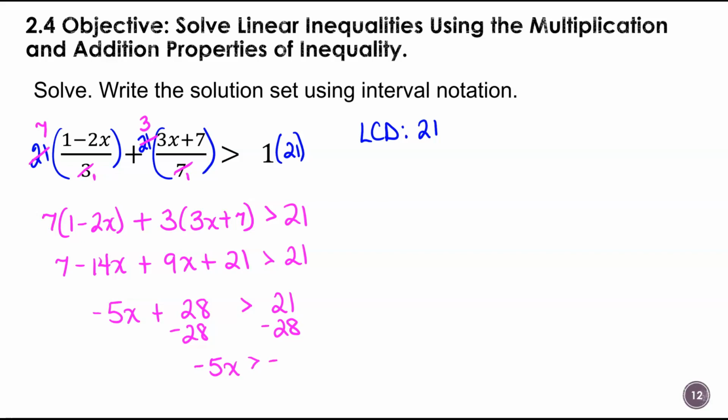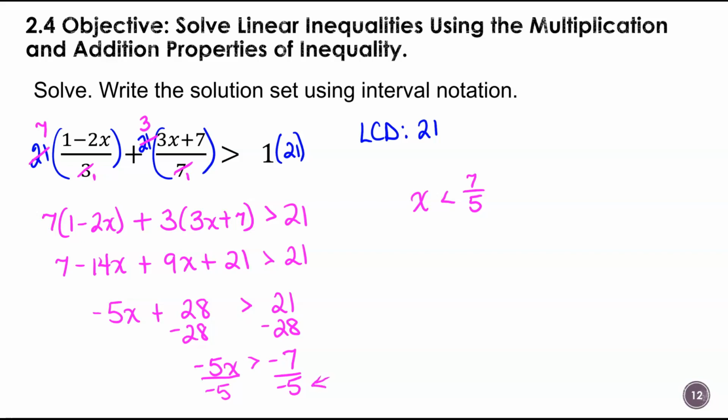A lot of times when you start with fractions, you end up with a fraction answer. To solve, we divide by negative 5. And then my solution set is going to be x is less than positive 7/5. Remember, a negative divided by a negative is a positive. We switch the direction of the inequality from greater than to less than because we divided by negative 5.